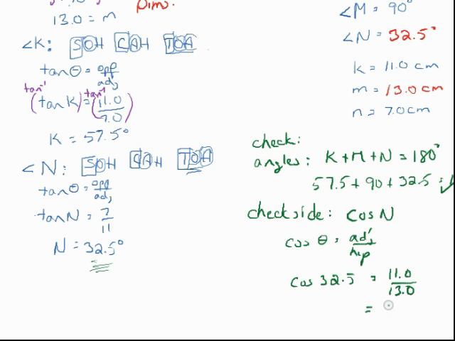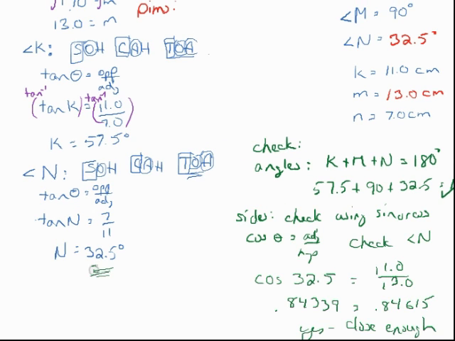And then I just get both of those numbers in decimal form. So cos of 32.5 is 0.84339, and 11 divided by 13 is 0.84615. Those the same number? I'm going to say yes, those are close enough. We will have some rounding errors because it's not exactly 32.5 degrees. It's rounded to 32.5. So this is definitely close enough.